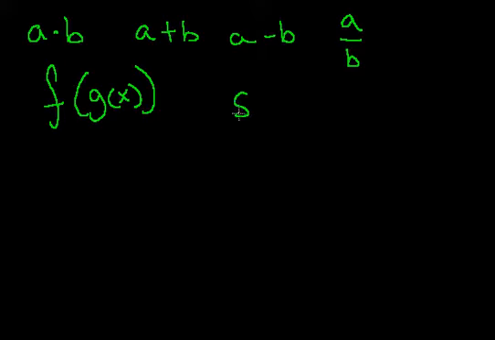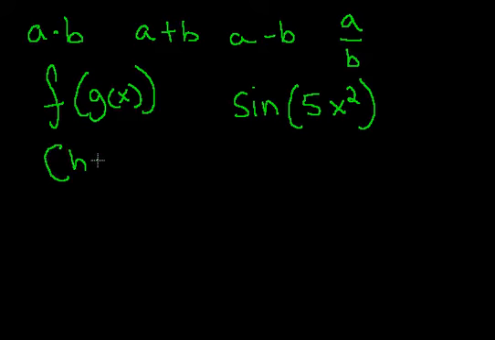An example is, what if we had the sine of 5x squared? None of the rules we've done so far can be used to solve this function. So what do we do? We have something called the chain rule. The chain rule helps us solve a function within a function, or a composite function, which is in the form of f of g of x.